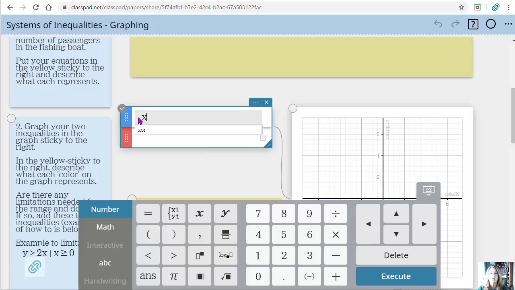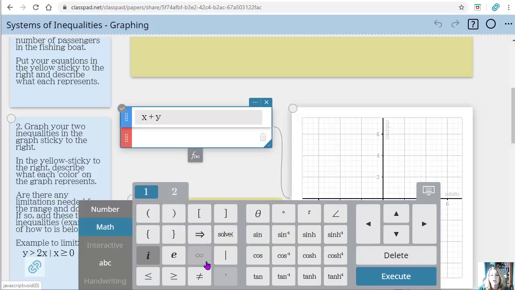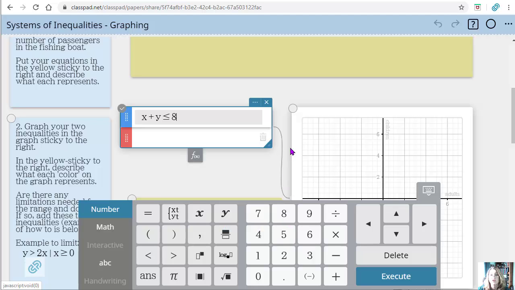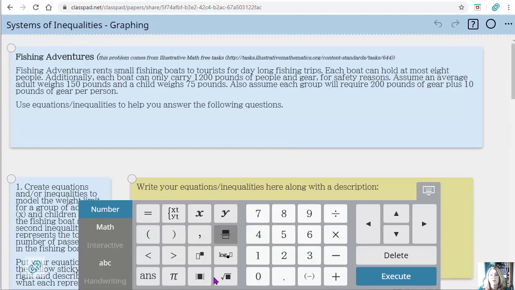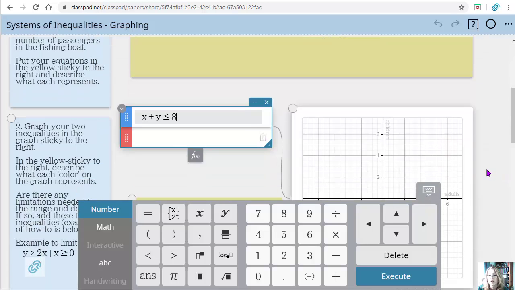So one equation would be that adults and children together, so X and Y together, has to be less than or equal to. So you notice as the keyboard comes up, to get your less than or equal to, that goes in the math. And so I'm going to do less than or equal to 8. So that's one of the constraints that was up here, right? You can only fit 8 people in a boat. So a combination of adults and children can't be more than 8. So that's one inequality. But now watch what happens when I graph it.